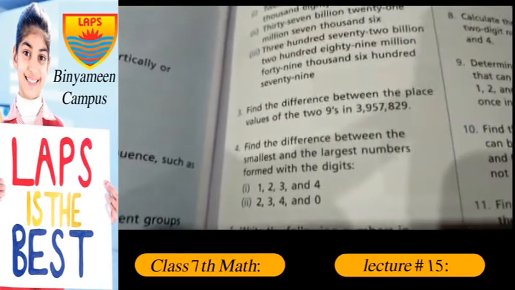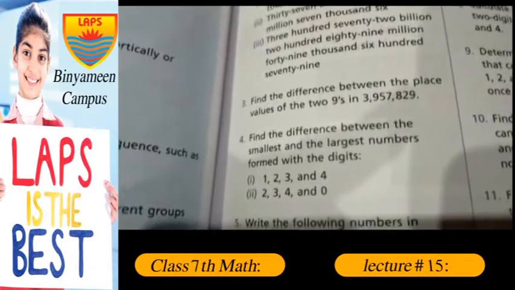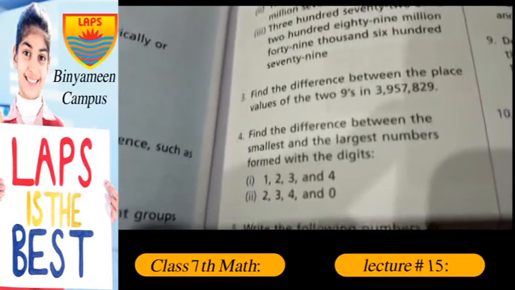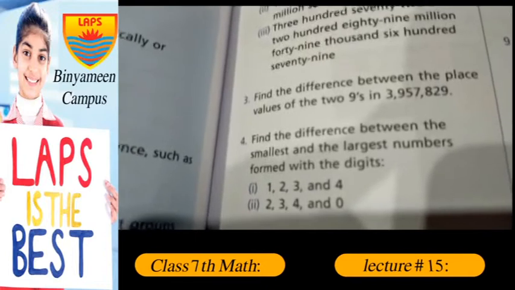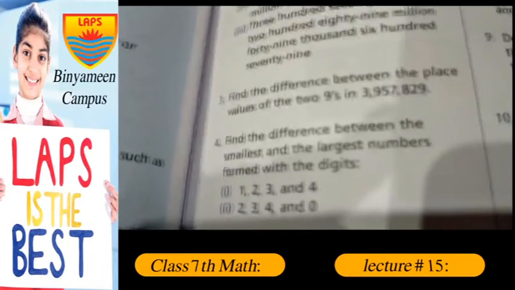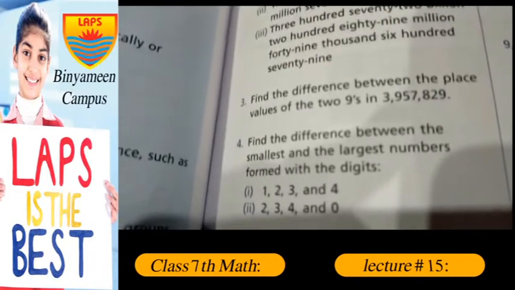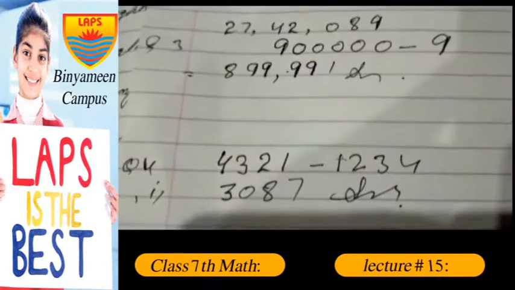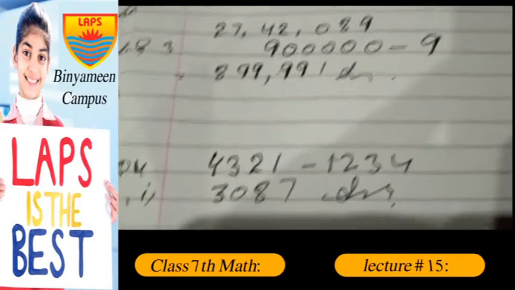Find the difference between the smallest and largest number formed with the digits. First, I arrange the values in descending order. First I write 4, then 3, then 2, then 1. Okay, then we get the answer.